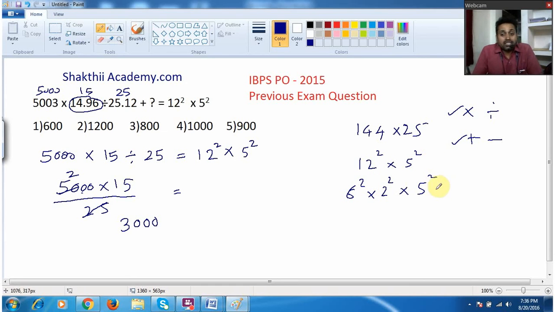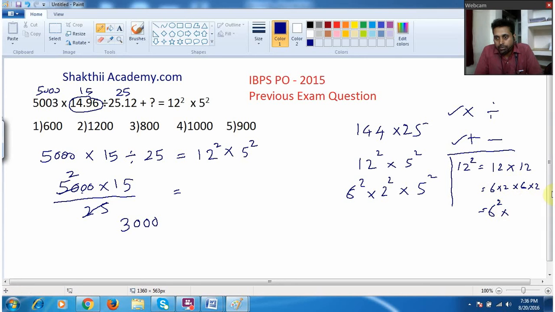Some of you may not understand why I am splitting like this. Very simple. For your understanding I am writing here 12 square as 12 into 12. Now this 12 further I can write as 6 into 2. Again this 12 I can write as 6 into 2. Now here 6 into 6, 2 times available, so 6 square, and 2 into 2, 2 times available, is nothing but 2 square.